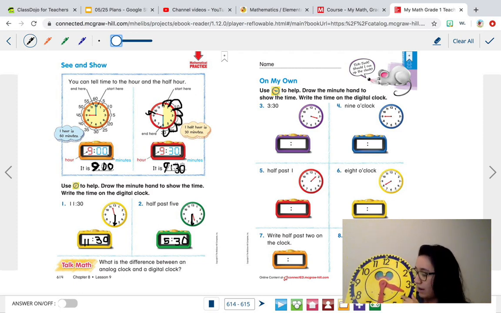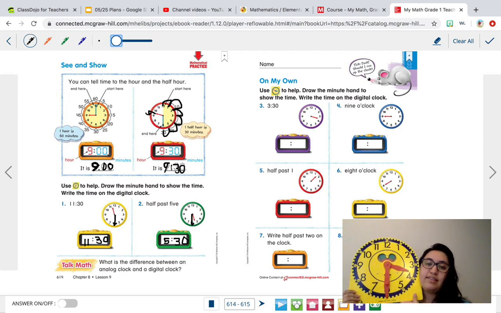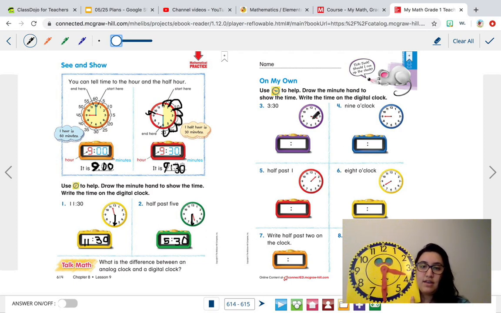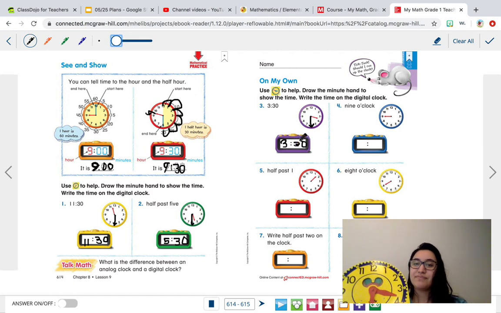So now the hour hand is between the 3 and the 4, and the minute hand is all the way down at the 6. So we're going to bring it down again. Minute hand is all the way down at the 6, and our digital clock is going to say 3:30, okay?